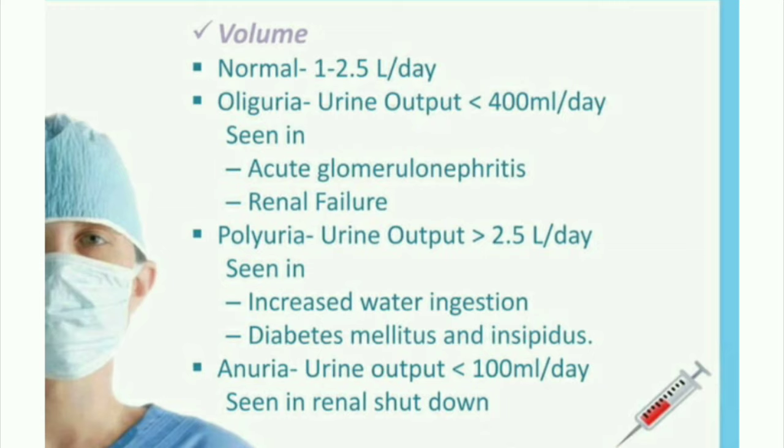Polyuria, urine output more than 2.5 liters per day, is seen in increased water ingestion, diabetes mellitus and insipidus, and uremia. Urine output less than 100 milliliters per day, known as anuria, is seen in renal shutdown.